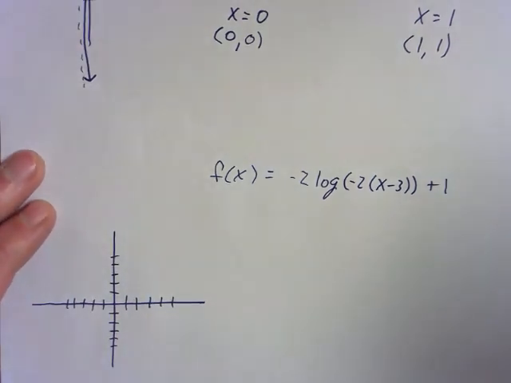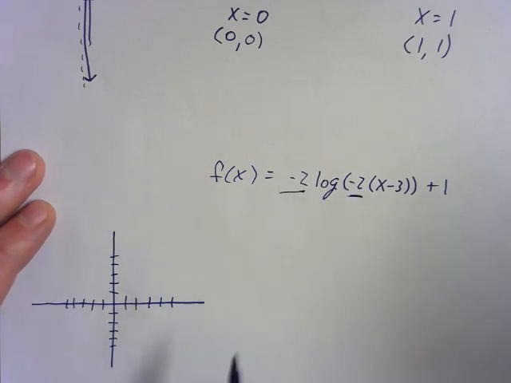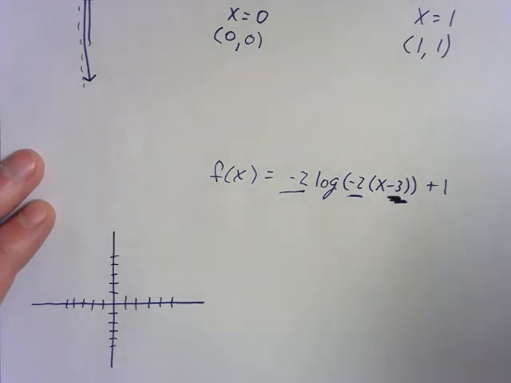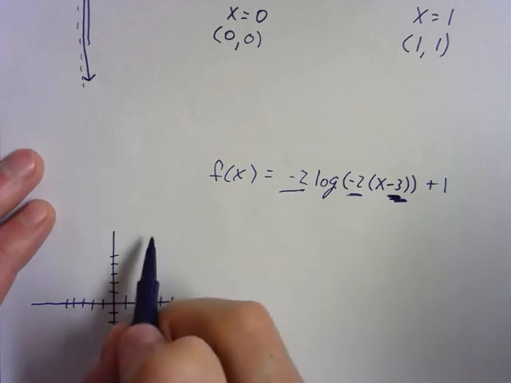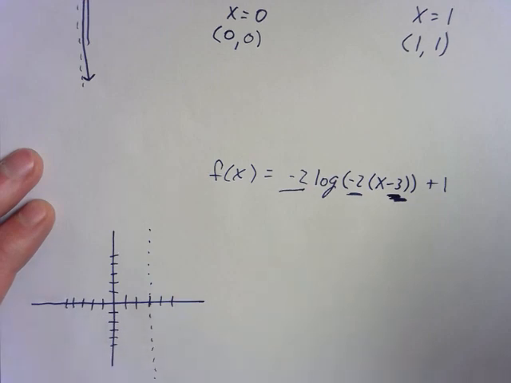Okay, so first off, remember, no matter what's here or what's there, I know it looks different, but all I care about is my h value, which is right here. That will always be my vertical asymptote. Remember, it's always the opposite. So I have a vertical asymptote at +3 right there.